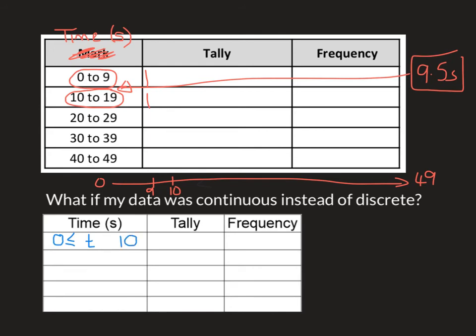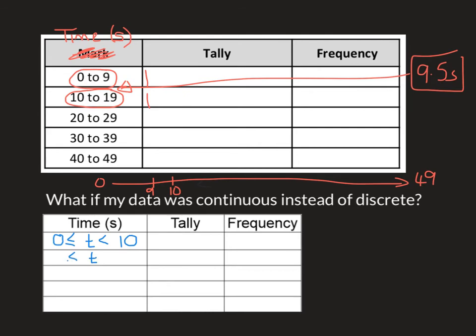So what symbol would I put in between there? Hopefully you remembered, I would put this in. That means it's less than 10. It can be so close to 10, it could be 9.99999 with a billion nines after it. So it's super close to 10, but it's not quite 10. Well, what would the next one be?